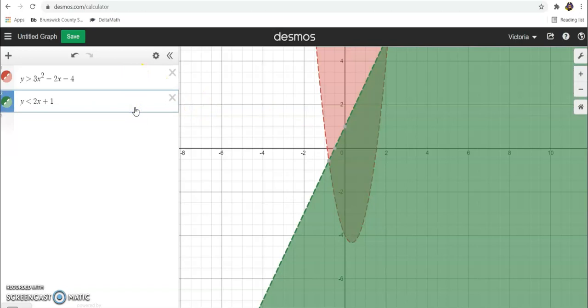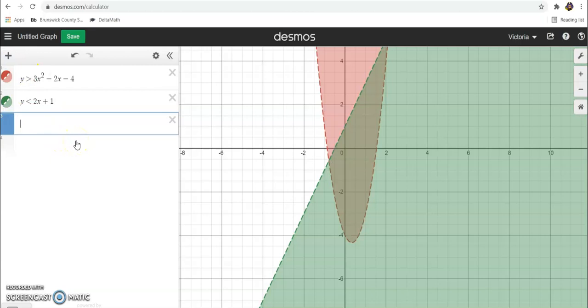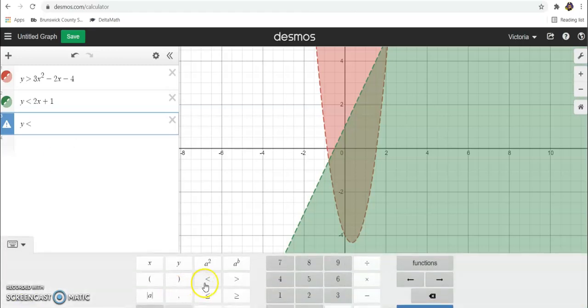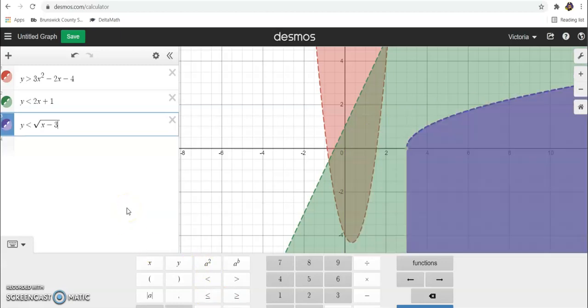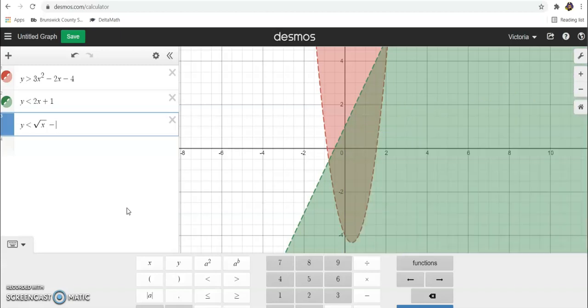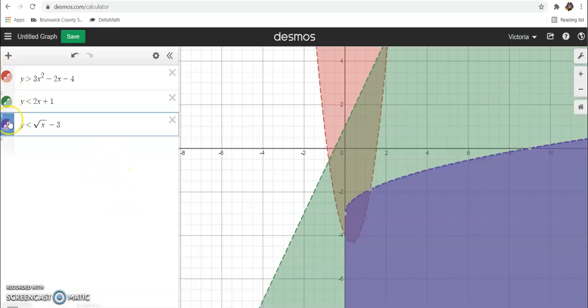Now, let's say I added another function. You can have more than two. You can have three. So now this one's going to be blue. This will be y is less than the square root of x minus 3. Oops, don't want that. Minus 3 outside. There we go. So now I have red, green, and purple. So I want to find where all three of them overlap, and that would be this section right in here.